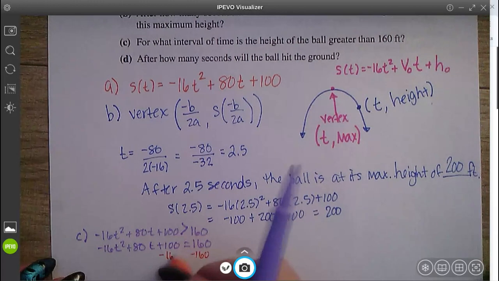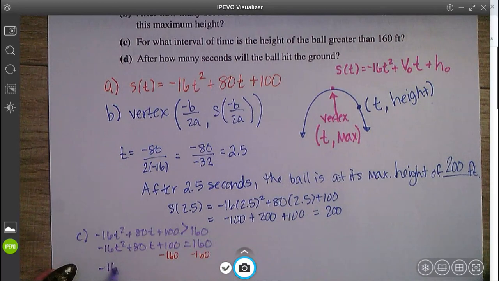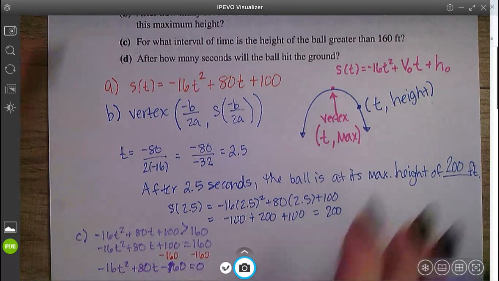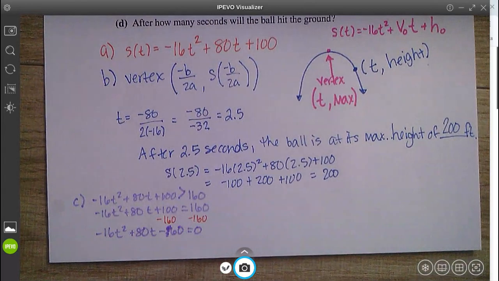So I need to get that over to this side. Negative 16t squared plus 80t minus 100, minus just regular 60, equals 0. Okay.